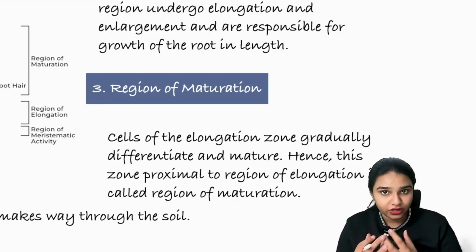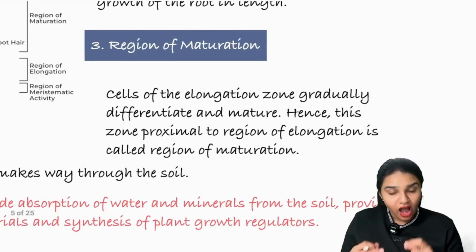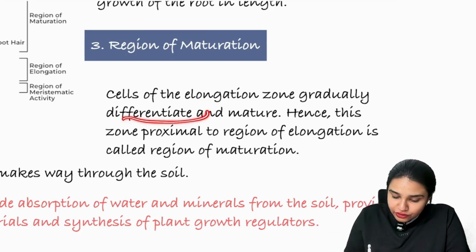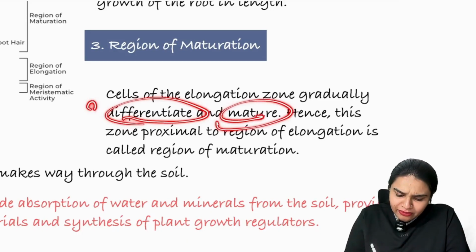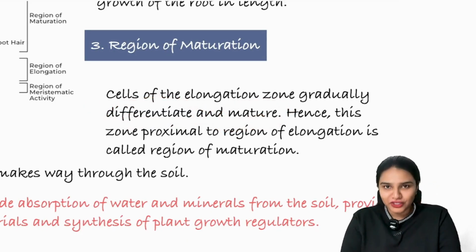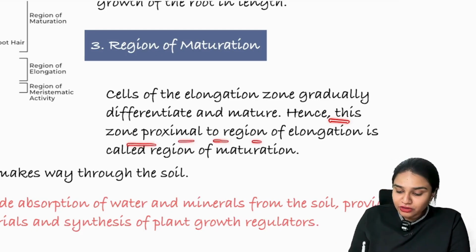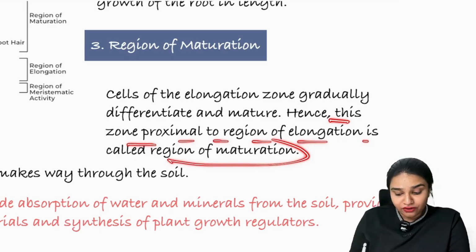Then comes the region of maturation. What happens over here? After elongation, the cells differentiate and mature. You might be wondering what this term differentiate means. Hence this zone proximal to the region of elongation is called the region of maturation.